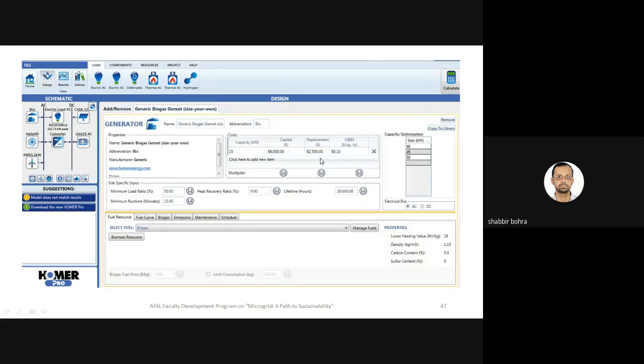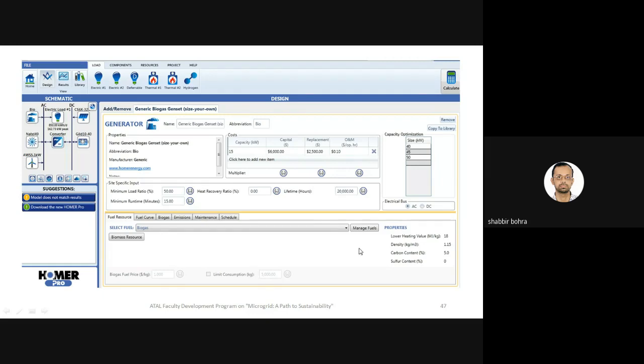Then that comes to the second part, which is a generator. I'm not going again into the details of that, why the values are selected. So in that, minimum load ratio is 50%. Heat recovery is not being considered. The lifetime of this particular generator is 20,000 hours. Minimum run time is 15 minutes. So the generator has to run at least for 15 minutes once it has started. What is the capacity? Say 15 kilowatt. What is the capital cost? What is its replacement cost? What would be its operation and maintenance cost? And for the capacity optimization in the search space, these 40, 45, and this 50.